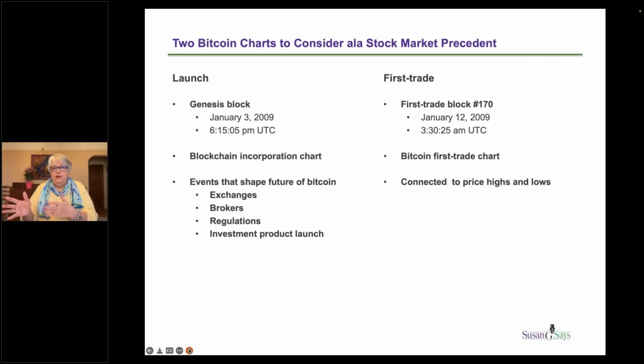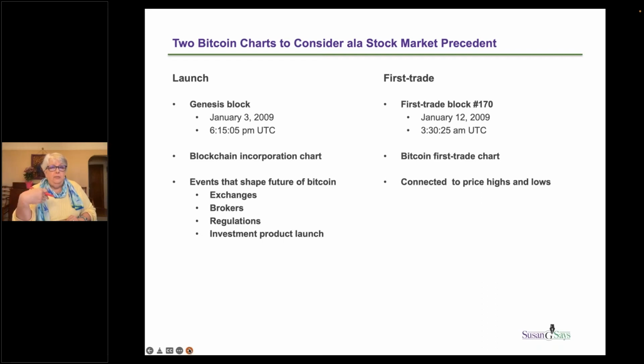For the first trade chart, the first trade block was number 170. It was on January 12, 2009 at 3:30:25 a.m. UTC. And that was a 50 Bitcoin transaction from Satoshi to a fellow named Hal Finney. Now, it was probably worth a penny then. At $40,000 today, where Bitcoin is, those 50 Bitcoin would be worth $2 billion.